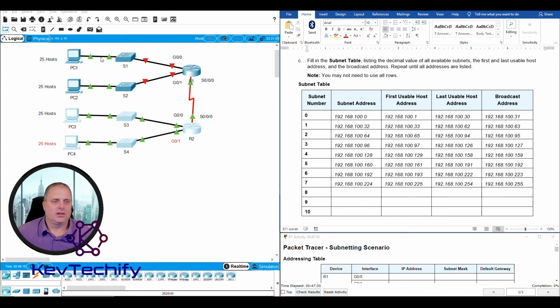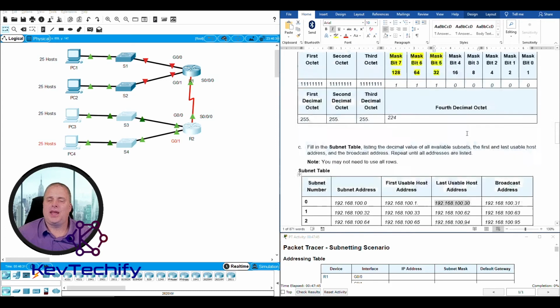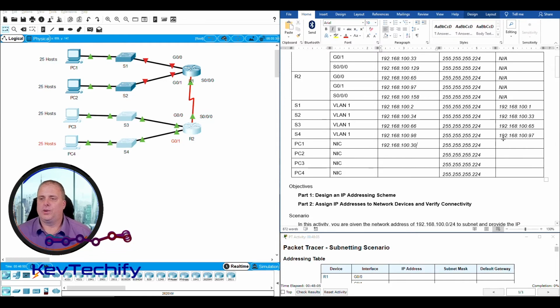PC 1 is on our first subnet, subnet 0. Here's our first subnet, subnet 0. The last usable IP address, 192.168.100.30. That is our IP address of PCA, .30. Then we also need to fill in our default gateway.